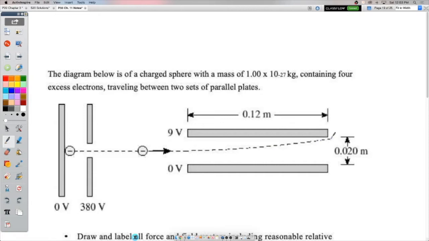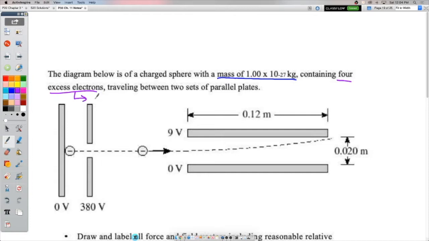So the diagram below is of a charged sphere with a mass of 1 × 10⁻²⁷ kilograms containing 4 excess electrons. If it contains 4 excess electrons, what does that tell us? If it has 4 extra electrons, that means it has 4 more electrons than it does protons. So all the electrons and the protons cancel out, and then you have 4 more electrons left over.